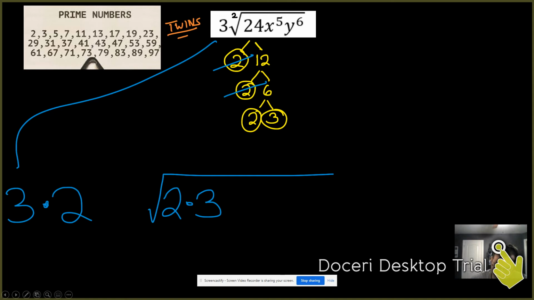Now let's go ahead and tackle those variables. We're going to go ahead and write them out. Get a little obnoxious, but we're going to get through it. So there are 5 x's: 1, 2, 3, 4, 5. And there are 6 y's.